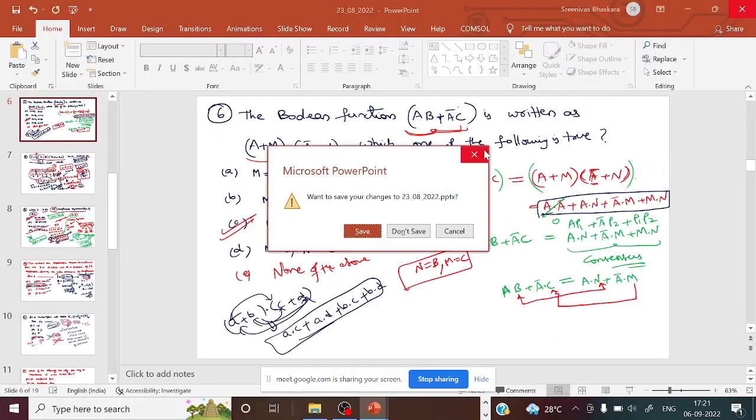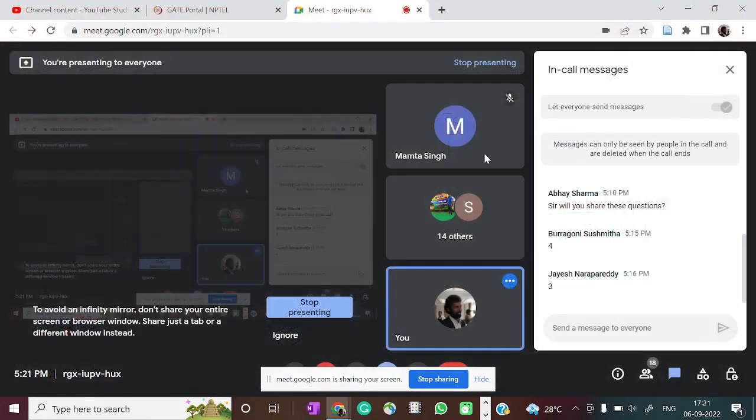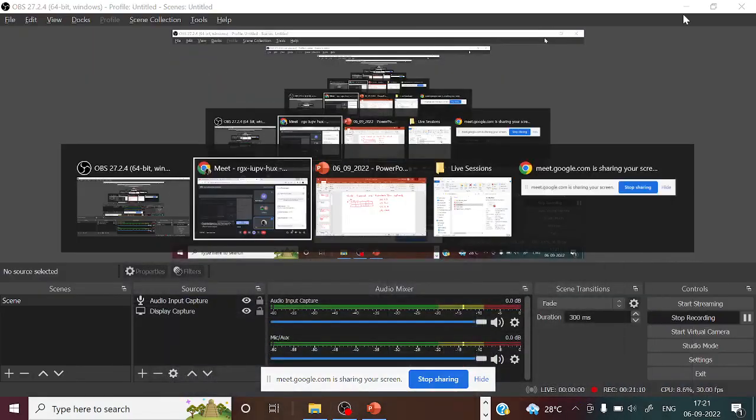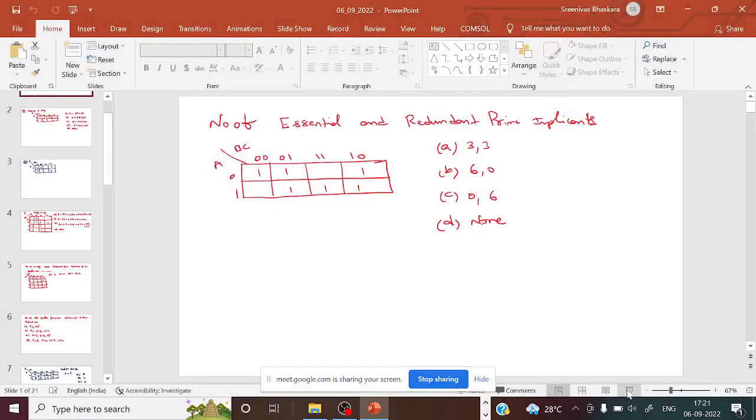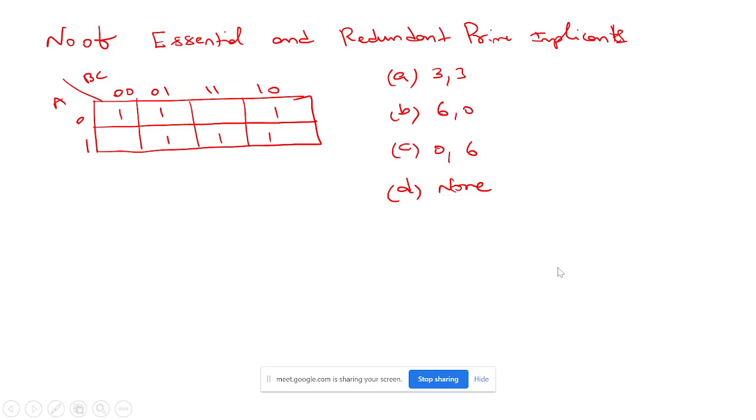Now let's move to K-maps. Yes. Okay. This is the first question. Number of essential and redundant prime implicants are dash.